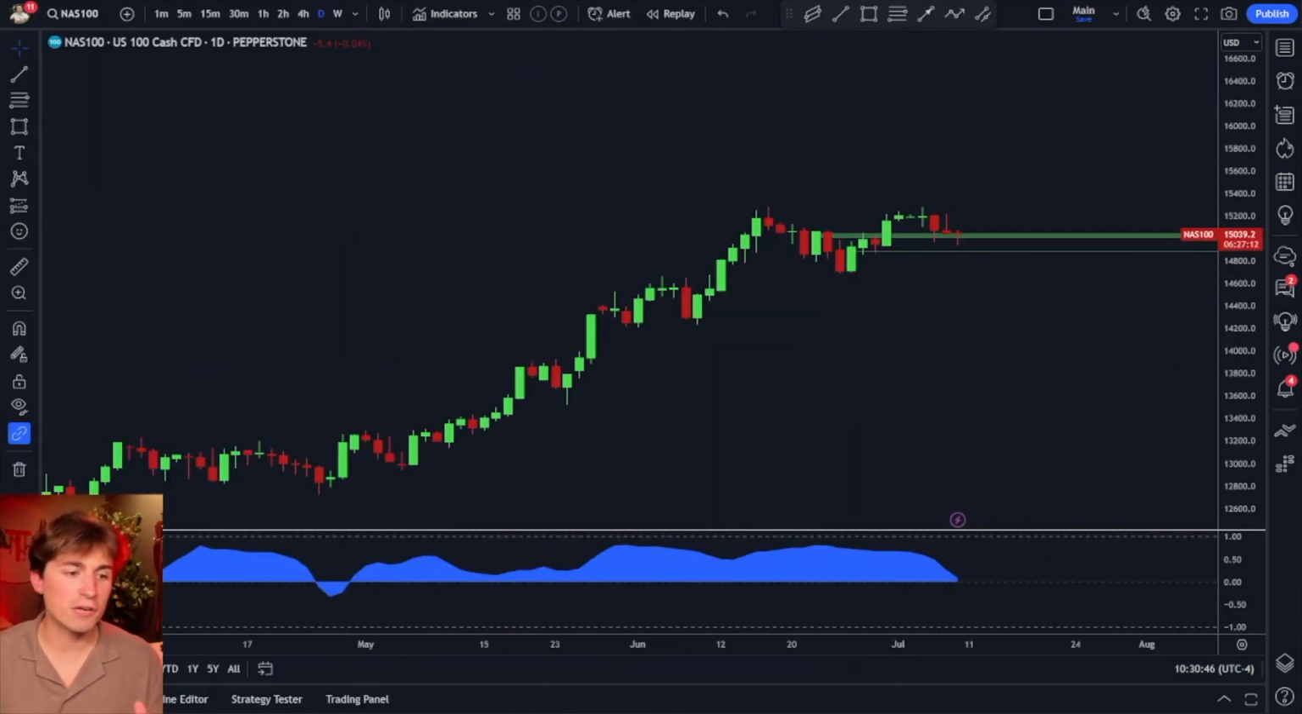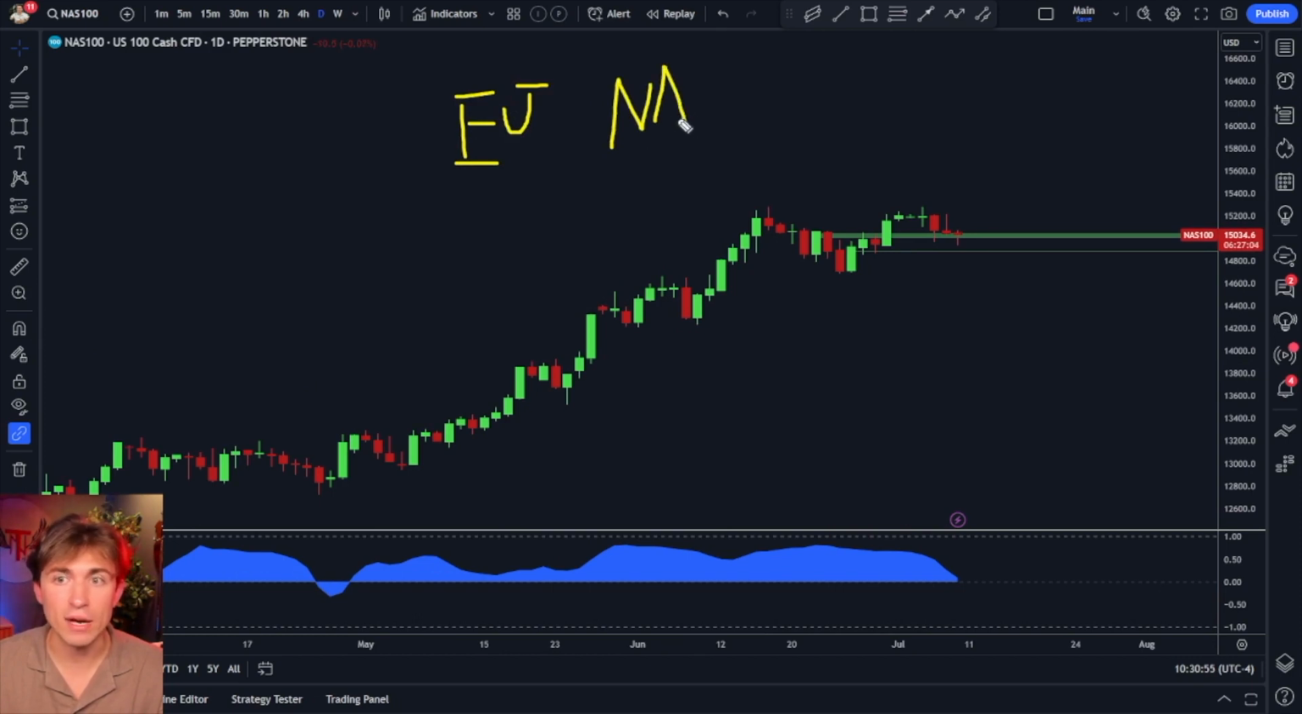All right, guys, just to follow up with that concept. What I mentioned was that there is some positive correlation between EJ and Nasdaq 100. So I trade the Nasdaq all the time. It is probably one of my favorite things. The NAS and the S&P are my favorite things to trade in terms of assets.